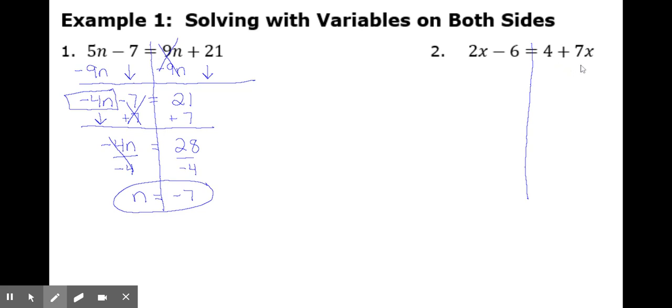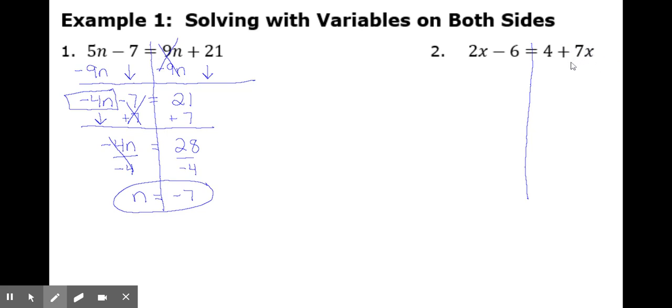No, there are no parentheses, and these are not like terms. So now I need to move my variables by adding or subtracting. I see a 2x and I see a 7x. Technically, it doesn't matter which one you move, but I'm going to purposely put the variable on the left-hand side. I want to get rid of it from the right.